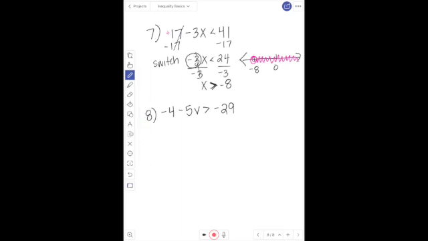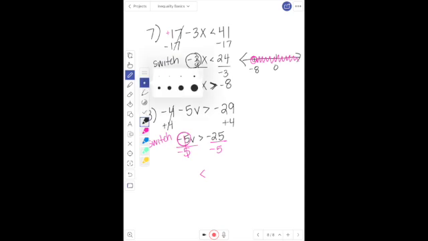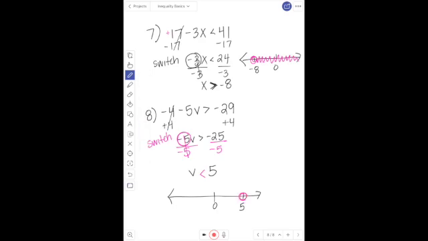All right, and the last one. So we're going to add 4. So negative 5v is greater than negative 25. We are going to wind up dividing by that negative 5, so we're going to need to switch the sign. So instead of having greater than, this is now going to become less than. So v is going to be less than positive 5. So I have 0, I have positive 5, so less than means we're going to shade to the left, but we're going to have an open circle at 5.